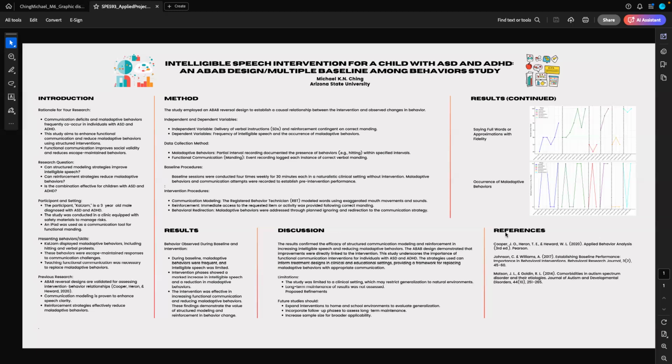Now, what do the results tell us? We will discuss first the ABAB design, the baseline, treatment, reversal and reintervention design. It helped to confirm that the intervention directly caused the observed improvements.